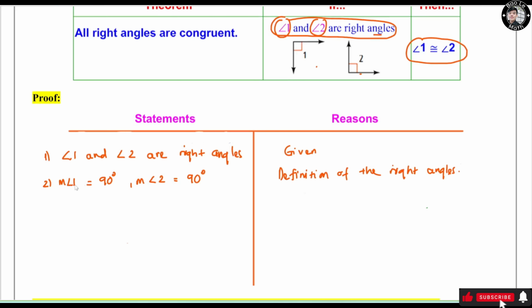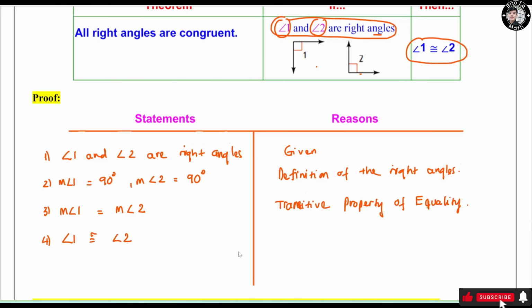Now, since the measure of angle 1 equals 90 degrees and the measure of angle 2 equals 90 degrees, we can conclude that the measure of angle 1 equals the measure of angle 2 by the transitive property, because they both equal 90 degrees. Now, since the measure of angle 1 equals the measure of angle 2, we can conclude that angle 1 is congruent to angle 2. Angles with the same measures are congruent.